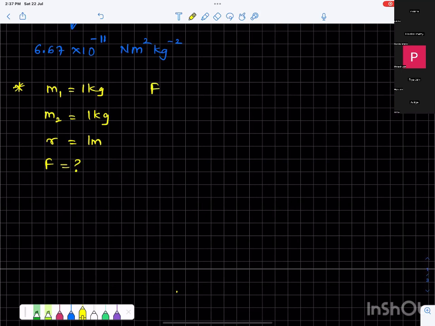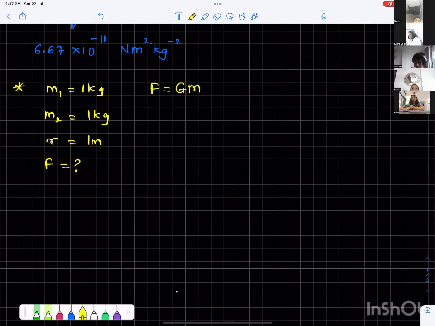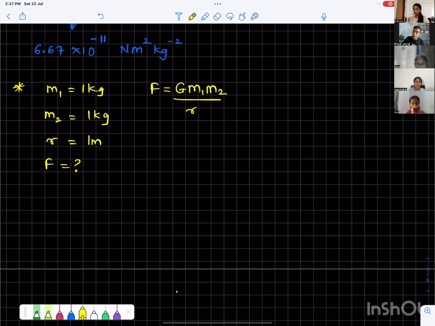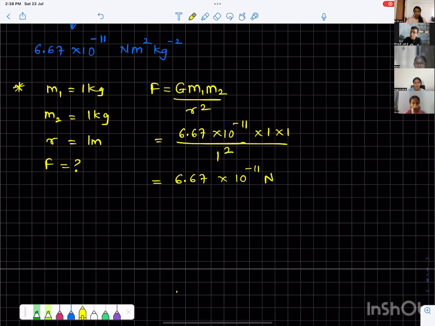What is the force between them now? That force is equal to G m1 m2 upon r squared. What's the value of G? 6.67 into 10 raised to minus 11, into mass 1 kg, 1 kg. What is the distance between them? 1 meter, so 1 squared. You solve all these equations, what do you get? 6.67 into 10 raised to minus 11 Newton.